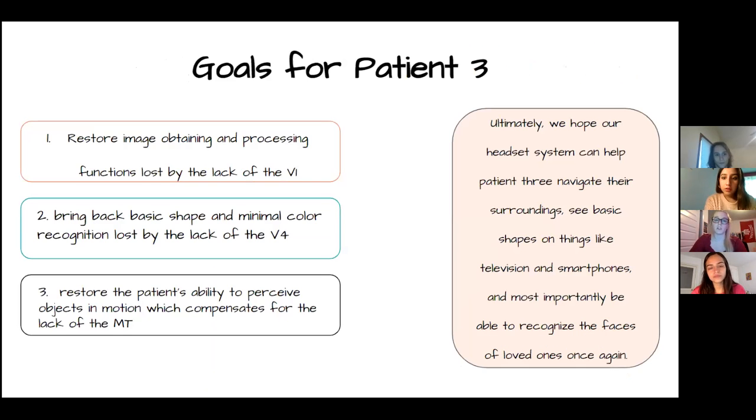And our goals for patient 3, the first is to restore image obtaining and processing functions that were lost by the lack of the V1, bring back basic shapes and minimal color recognition that was lost by the lack of the V4, restore the patient's ability to perceive objects in motion, which will compensate for the lack of the MT. And ultimately, we want our headset to help patient 3 navigate their surroundings, see basic shapes on things like TV and smartphones, and most importantly, hopefully be able to recognize faces.